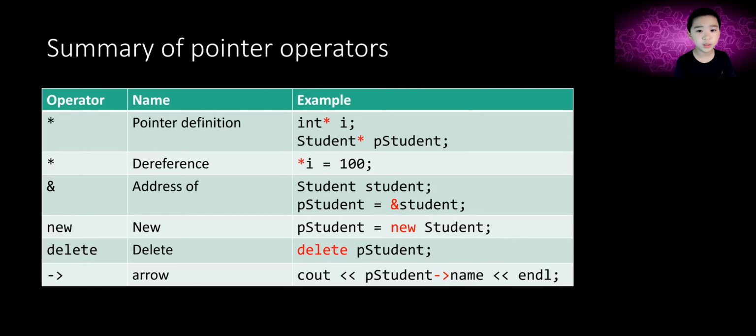Here's a summary of operators for the pointer type. The star operator is used for pointer definitions and also for dereferencing. The ampersand operator is used to find the address of an object, or can be used to create references. The new operator is used to allocate memory in the heap. The delete operator is used to deallocate memory in the heap. And last of all, the arrow operator is used to access content from the pointer, but you can also use the dot operator too.